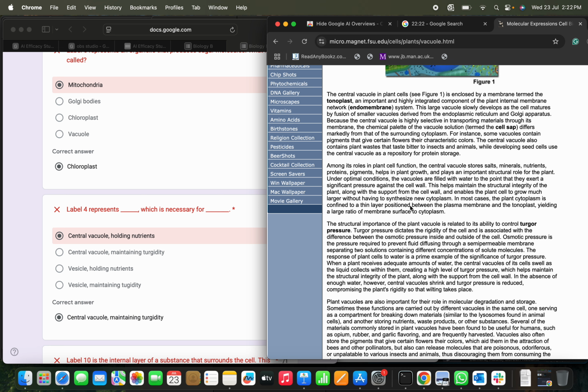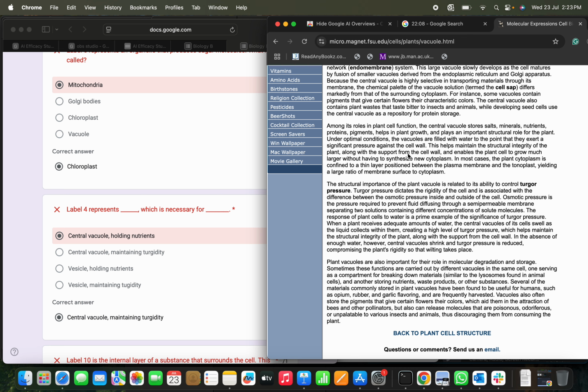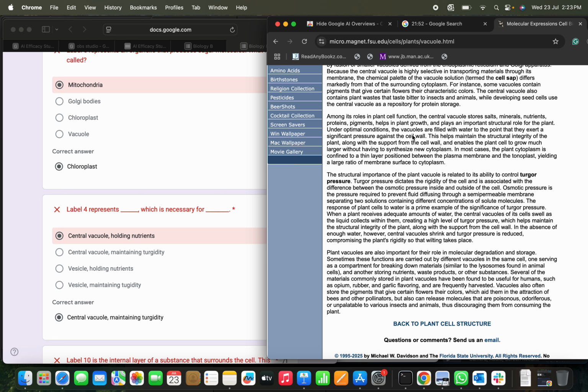Okay, so the central vacuole also contains that. Among its roles in plant cell functions, it stores salts, but that's not... Yeah, it's written here. The central vacuole stores salts, minerals, nutrients, proteins, pigments, and helps in plant growth. So this thing can be correct. Okay, let's go forward now.